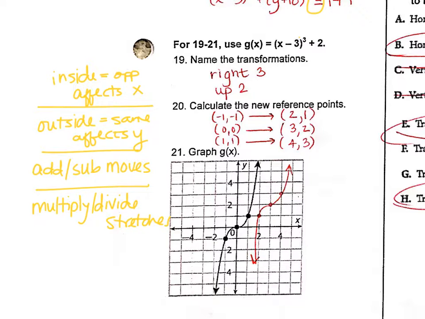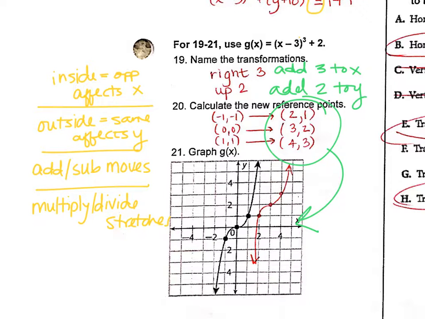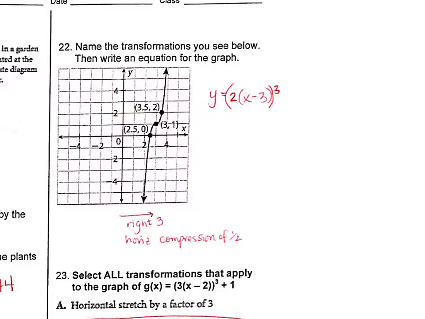When you talk about calculating, if you go right 3, that means you're going to add 3 to the x, and if you go up 2, you're going to add 2 to the y. And by doing that, I get these new coordinates, and graphing is going to give me this new graph. Okay, so looking here, this is the same thing except we're going in the other direction.